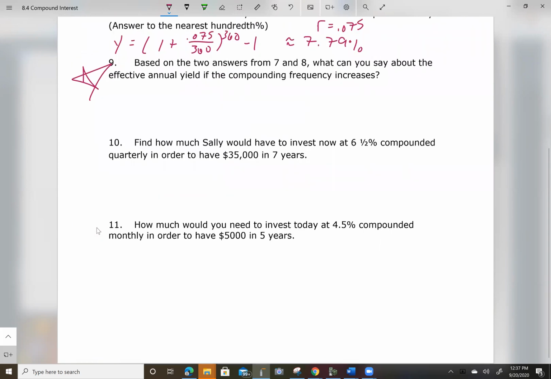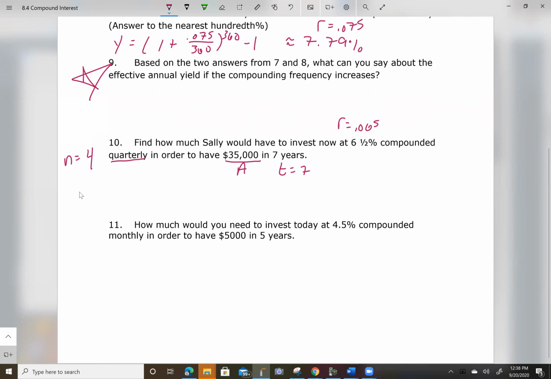Find how much Sally would have to invest now at 0.065, n equals 4 because it's quarterly, in order to have 35,000. This is going to be my A, my future value. T is going to be 7.